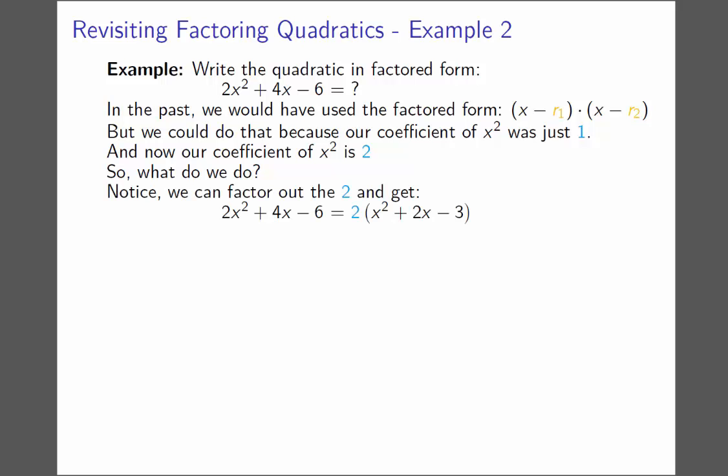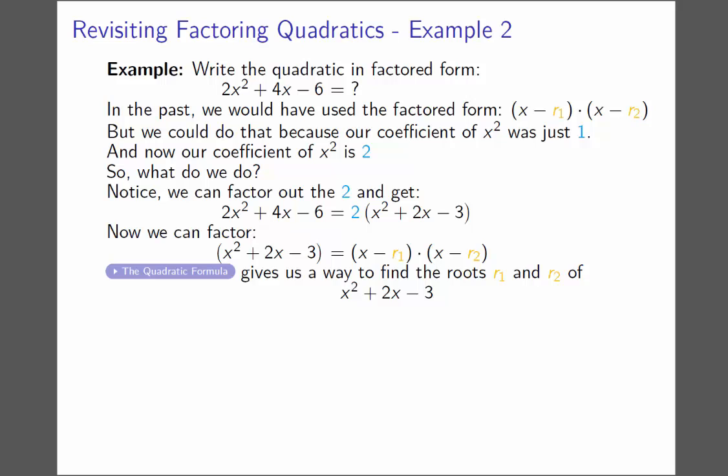Well, notice here we can factor out the 2 and get 2x squared plus 4x minus 6 equals 2 times x squared plus 2x minus 3. Now we can factor x squared plus 2x minus 3 to be x minus r1 times x minus r2, where the quadratic formula gives us the roots r1 and r2 of x squared plus 2x minus 3. If you'd like to see the steps of how we find these roots done out, click the purple link now.